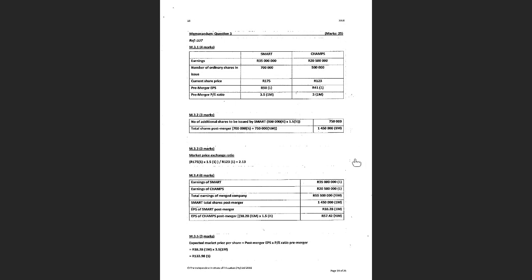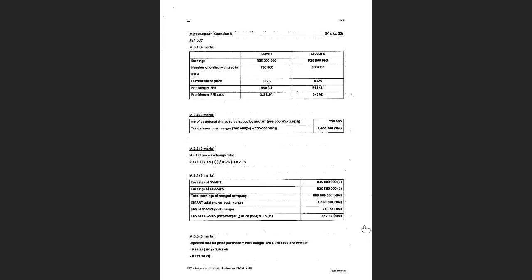So the 175 over the 50. There's your 4 marks. Hope you guys by now have done EPS calculations enough times, and we've used the PE ratio also enough times that you're familiar with that. And then 3.2 says how many additional shares we now need to issue in order to purchase. So we have to purchase, Champs has got 500,000 shares, and we are using a share swap ratio of 1.5 shares of Smart for each 1 share in Champ that we buy.